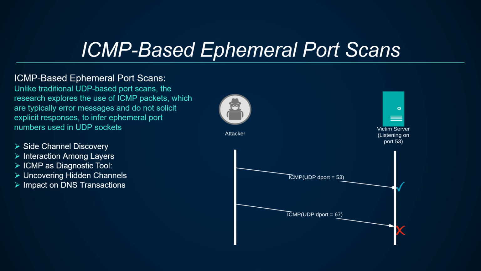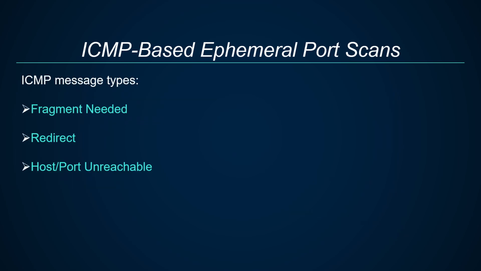Impact on DNS transactions. The research shows that ICMP messages can not only be used for port scanning but also to disrupt DNS transactions, indirectly aiding cache poisoning attacks by causing disruptions in the resolution process, potentially facilitating malicious activities. ICMP message types. ICMP messages indicating fragmentation needed are typically sent by routers to inform the source that the packet size has exceeded the maximum transmission unit, MTU, of the next hop. This message includes the desired MTU to allow the source to adjust packet sizes accordingly.